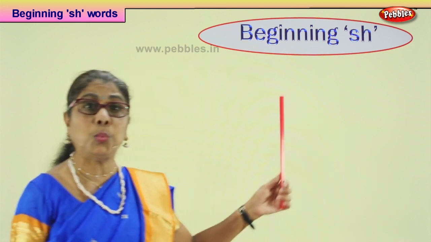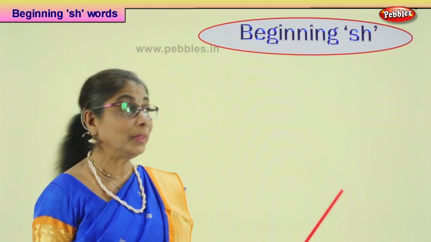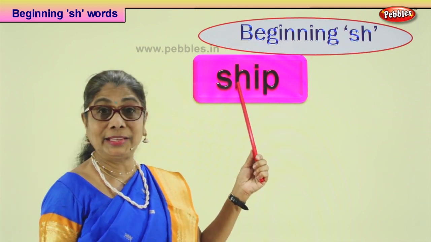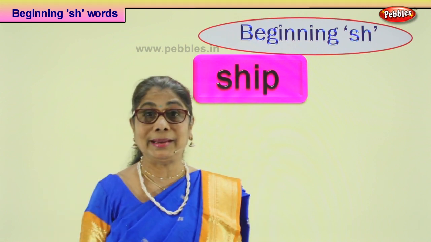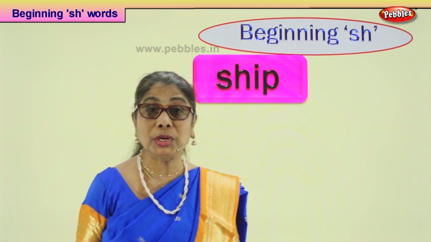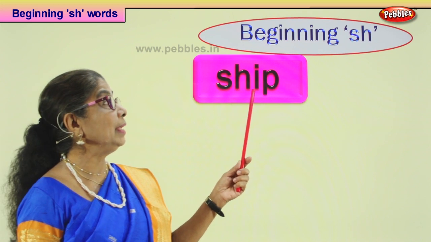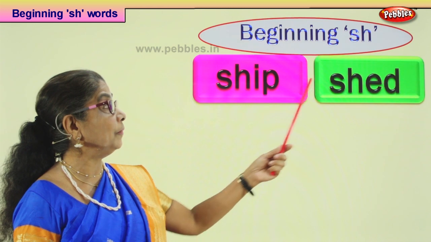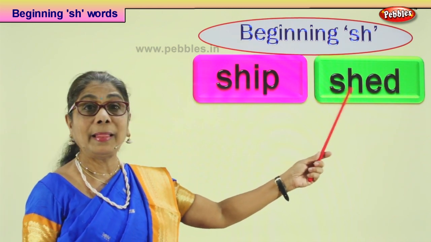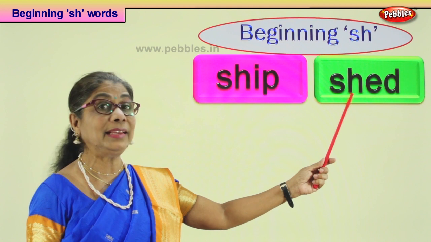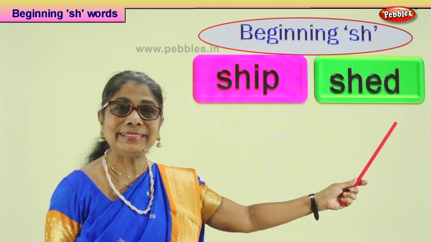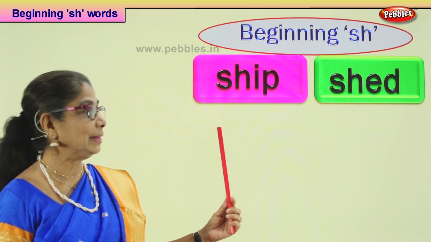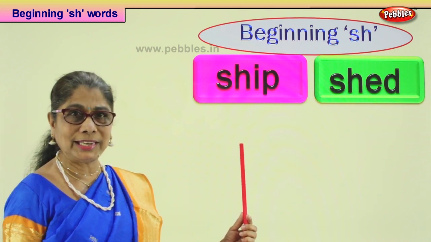Now we're going to look at some words with that. Shall we? Okay. Now, beginning with SH. What is this word? Ship. Good. So we have ship here, our first word. Let's look at our next word. What do we have? Again here, beginning consonant digraph, SH, shed. Good. Who lives in the shed? Yes? Animals. Okay. Shed.